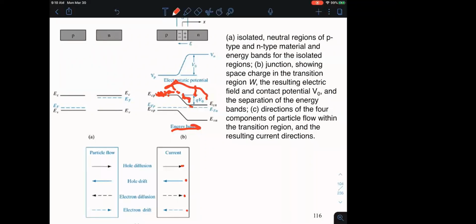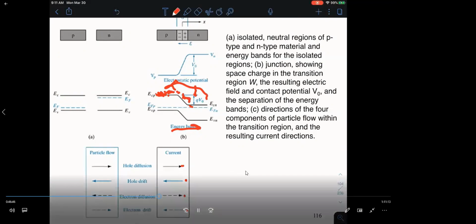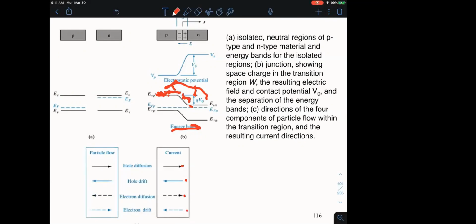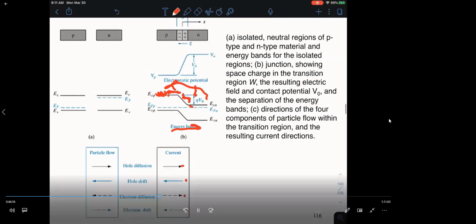And what that means is you have so few minority carriers in the bands. It's only proportional to how often these minority carriers appear at the edge of the depletion region. And that does not change with the field or the bias. Okay, so that's important to keep in mind.